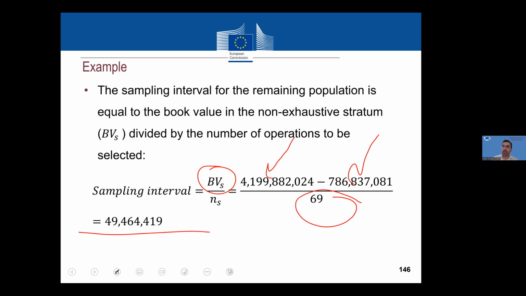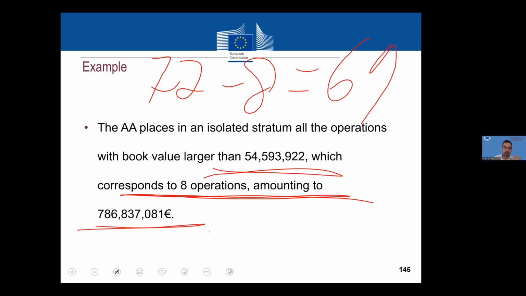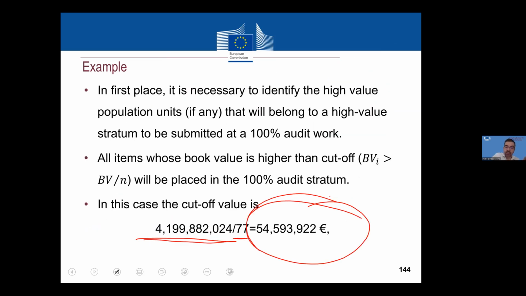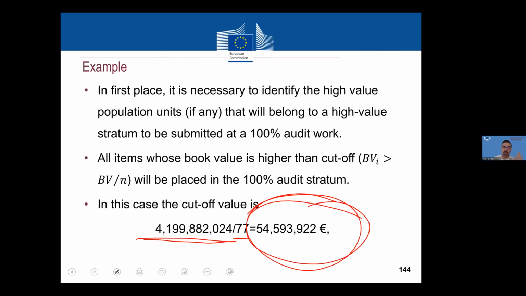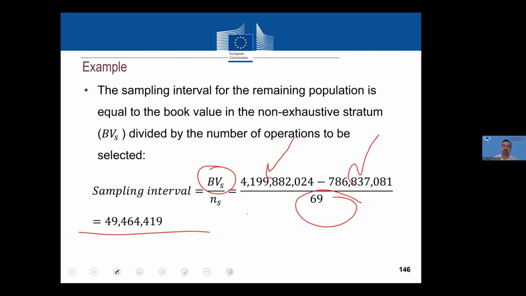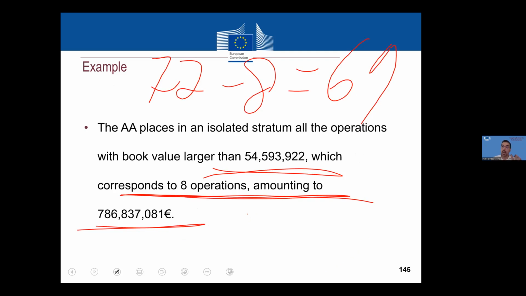Now, please notice this sampling interval is, of course, always smaller than the original threshold, 55 million euros. So imagine that by any chance you still have in your population an operation whose book value is above this 49 million, but below this 54 million, again, you have in this iterative process to manually move it to the high value stratum. In my example, I don't have any additional operation in the population with a book value larger than 49 million euros. So I didn't need to move anything else. So my final high value stratum continues to be constituted by these 8 operations, okay?